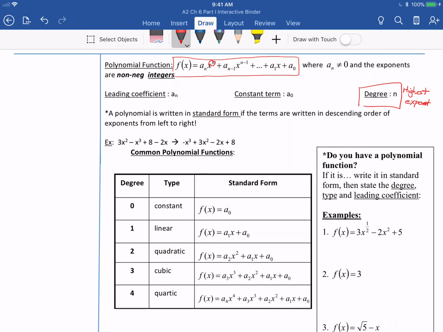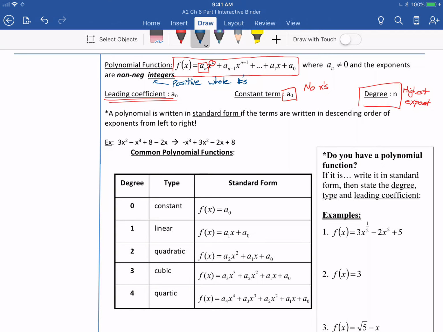And then this a sub n right here is your leading coefficient. Kind of the main things that we're going to look for. And this a sub 0, that's your constant term. That has no x's attached to it. And again, here the exponents are all non-negative integers. Okay, so this means that these are positive whole numbers. So you can't have any fractions for exponents. You can't have any negative exponents.